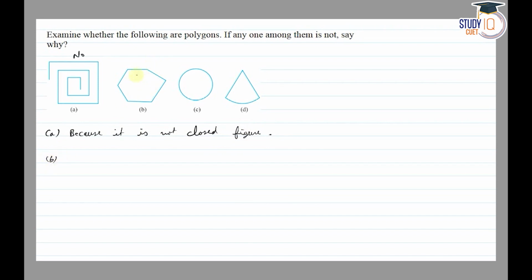B. It is closed by 6 line segments. So yes, it is a polygon made by 6 line segments.